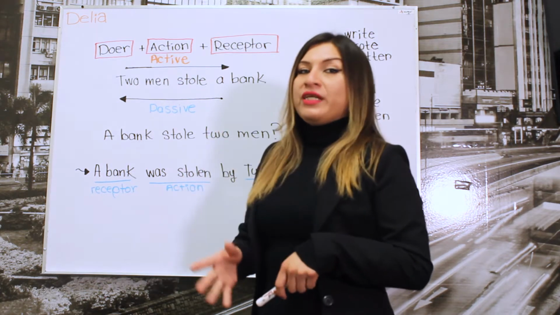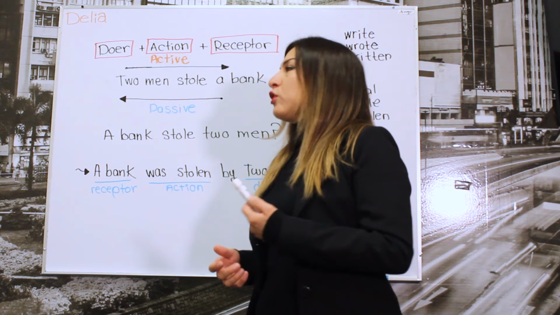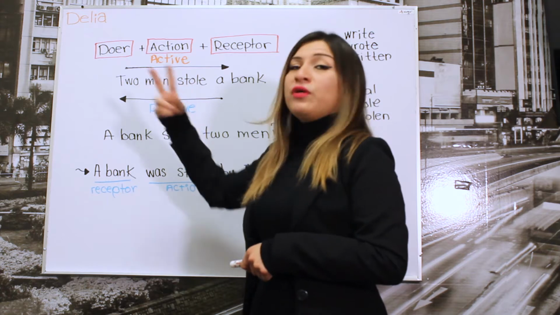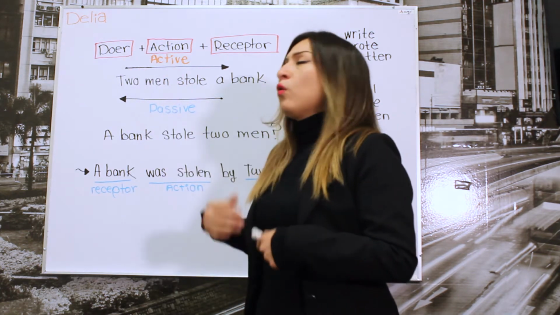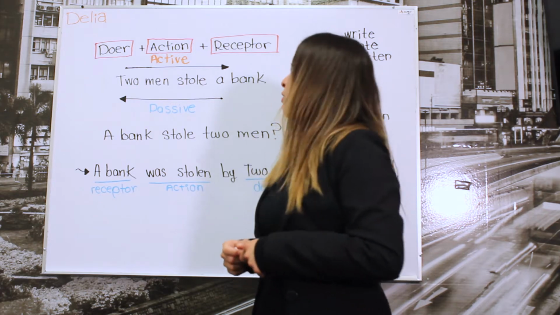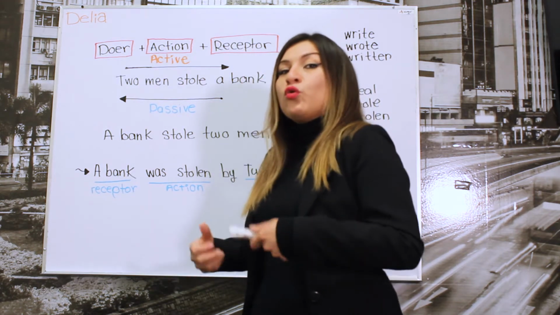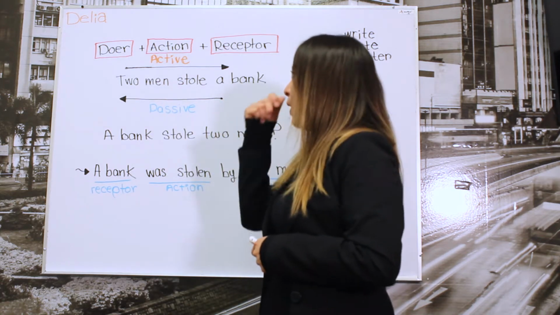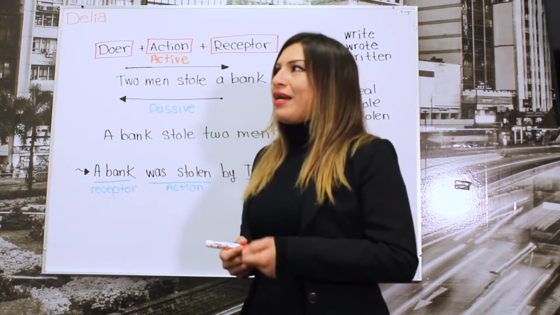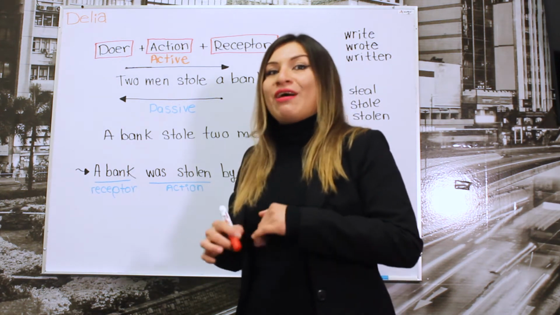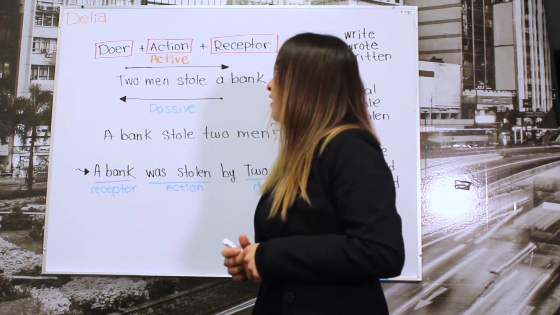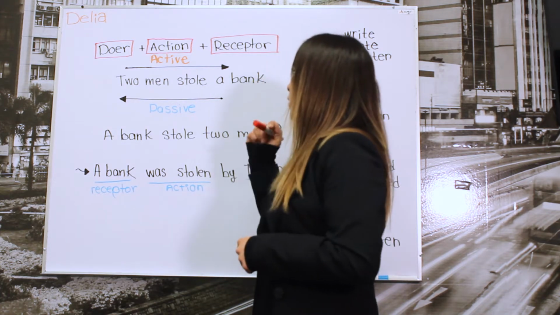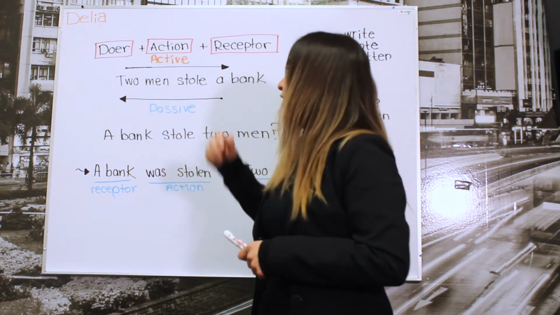Alright, the active voice is the most common way of speaking, or the most common form. Okay, why? Because we have all the elements together. We have the doer, that in this case are two men. What is the action or activity? Stole. Alright, what is the receptor? That means who received the action of the doer. Okay, the bank. Alright, so if I want to express the same idea in a different way but without affecting the idea itself, I have to invert, or I have to switch the order of the elements. Okay, like in this arrow that I have here.